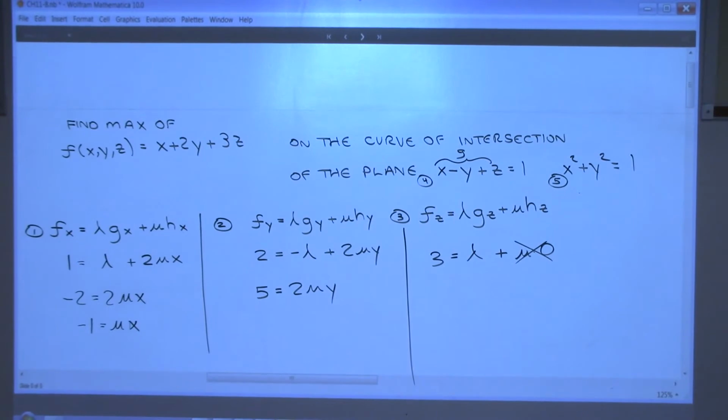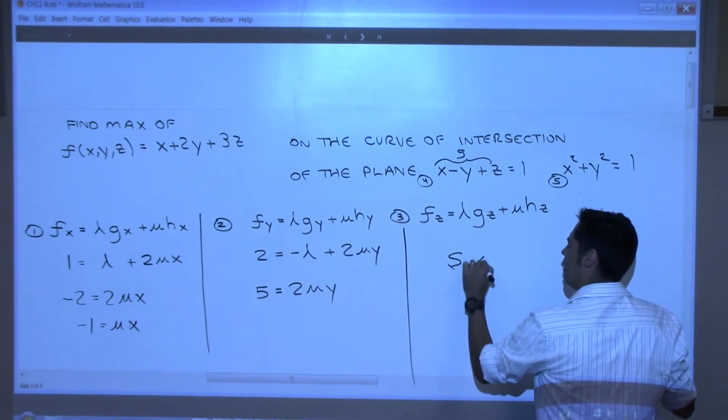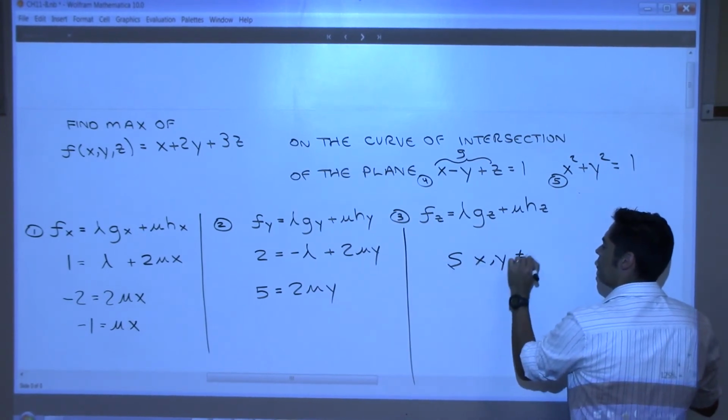You've got to promise me x and y aren't 0, right? That's OK, though, right? Because what? You'll never satisfy equation 5 if x and y are both 0. Yes? So I'm going to just pick up right here. Suppose x and y are both not 0.